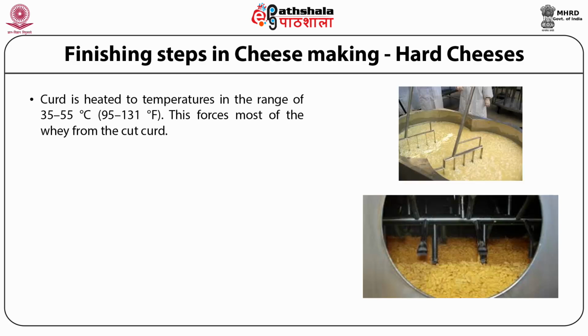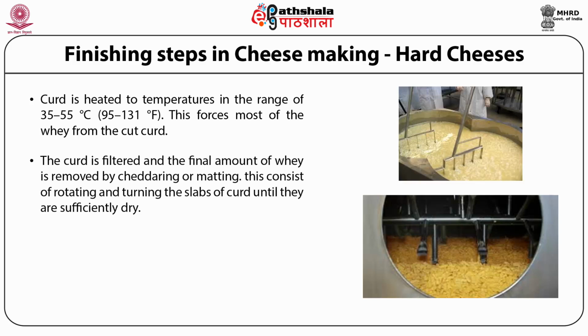Curdled milk is heated to temperatures in the range of 35 to 55 degrees centigrade. This forces most of the whey from the cut curd. The curd is filtered and the final amount of whey is removed by cheddaring or matting.